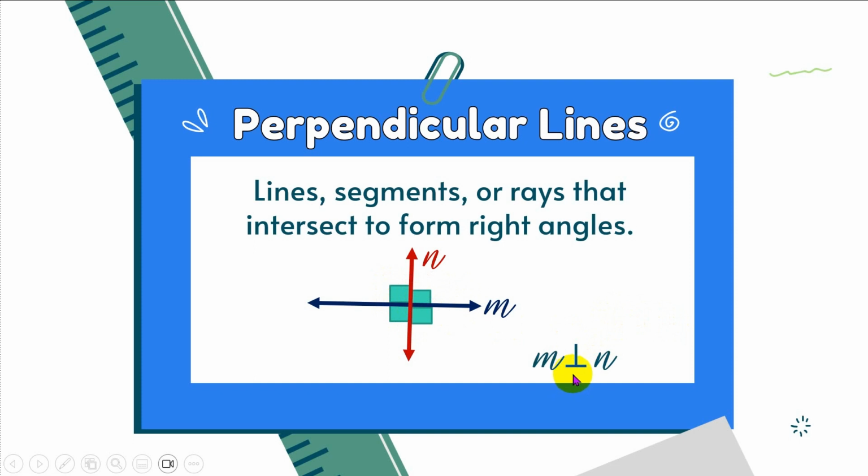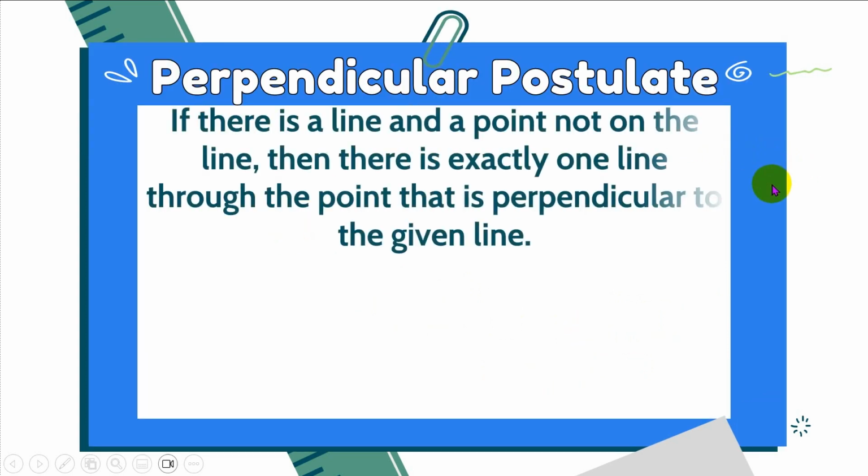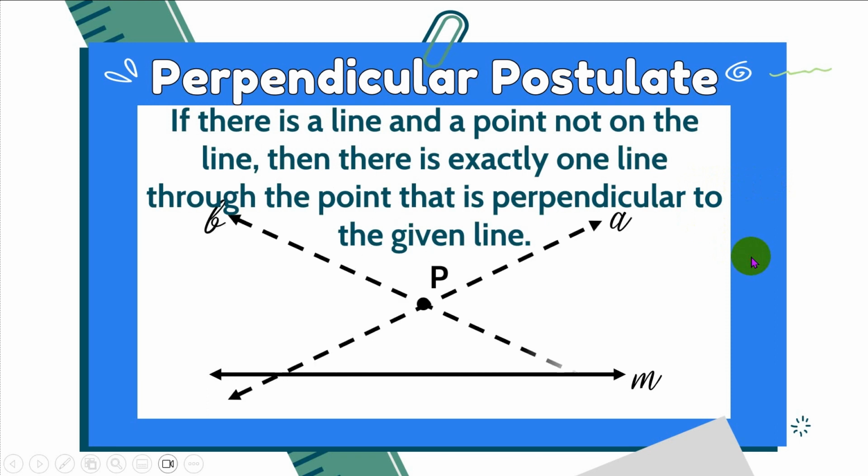So, this is the symbol for perpendicularity. Line M is perpendicular to line N. So, let us have here the perpendicular postulate. Sabi dito, if there is a line and a point not on the line, then there is exactly one line through the point that is perpendicular to the given line. So, kung kanina, meron din tayong ganitong situation sa ating parallel postulate.